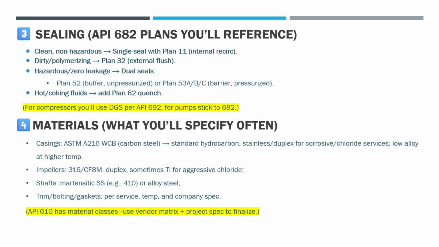Materials, what you'll specify often. Materials must match the service. Casings: WCB carbon steel for standard hydrocarbons, stainless or duplex for corrosive services, low alloy steels at high temperature. Impellers: 316 stainless, duplex, or even titanium for chloride-rich aggressive fluids. Shafts: martensitic stainless like 410 or alloy steels. Trim, bolting, gaskets: always per project spec and API material classes. Use the vendor's material matrix plus project requirements to finalize selections.